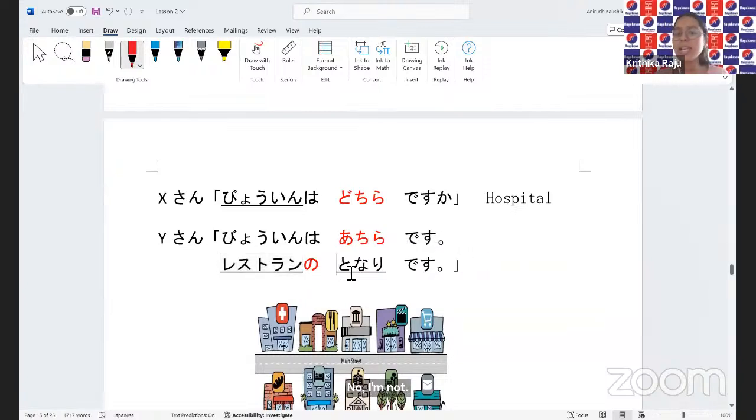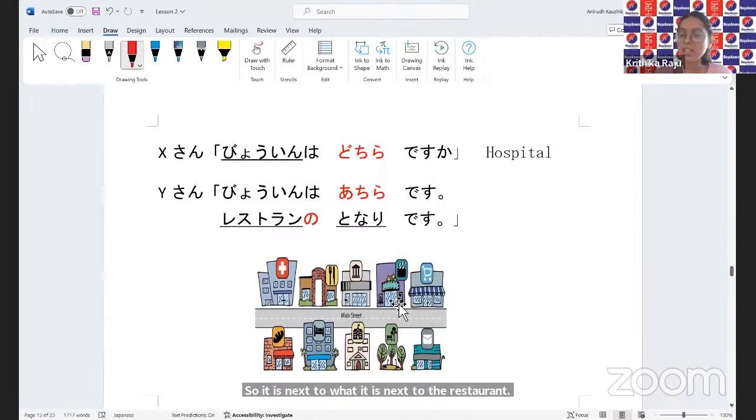Restaurant no tonari desu. The meaning of the word tonari: tonari is next to. So it is next to what? It is next to the restaurant. Okay. Restaurant no tonari desu.